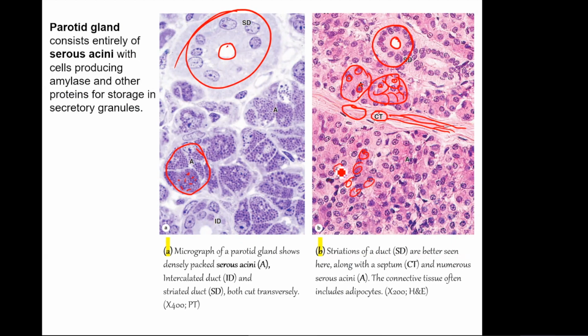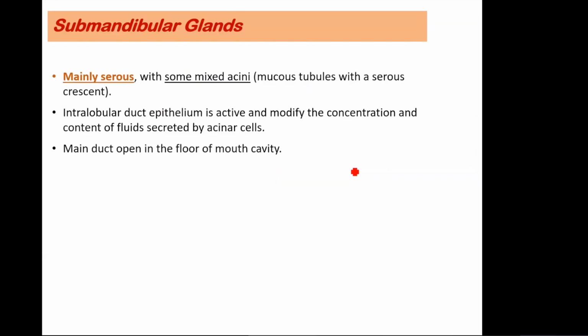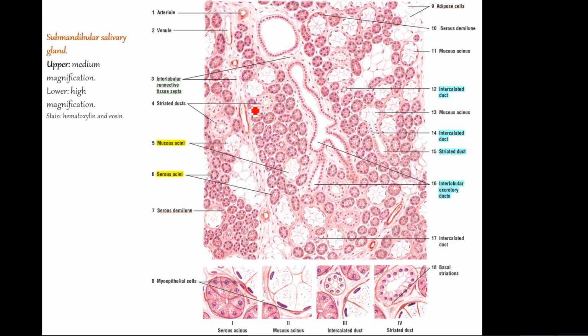Parotid gland, a lot of serous. Compare now to the submandibular gland. It's mixed, but mainly serous. It will be close to the parotid. Look again, serous acinus, small lumen, centrally located nuclei in each cell, right?